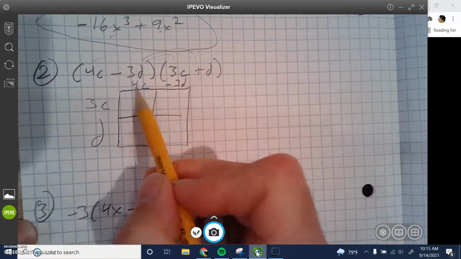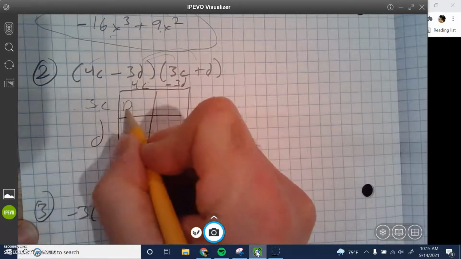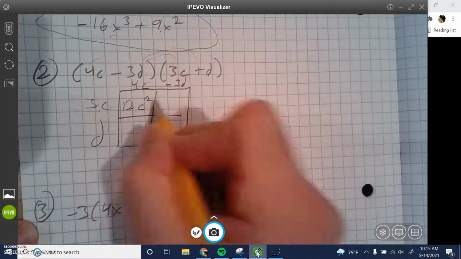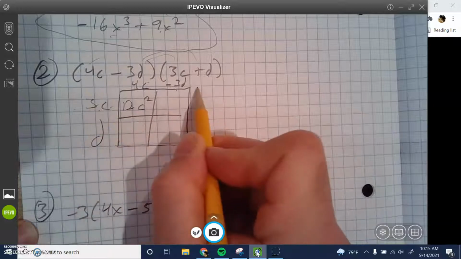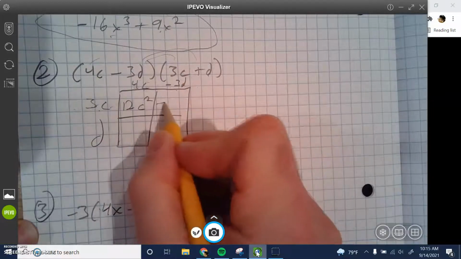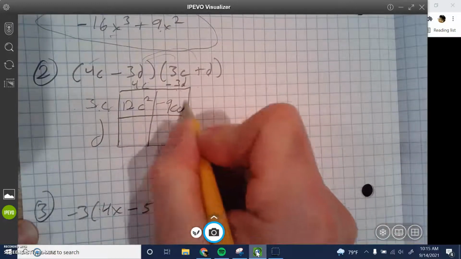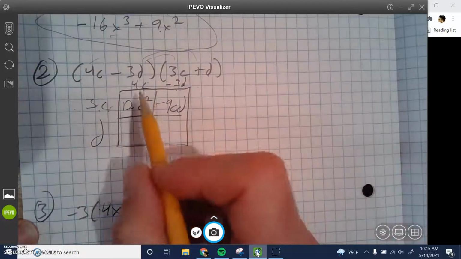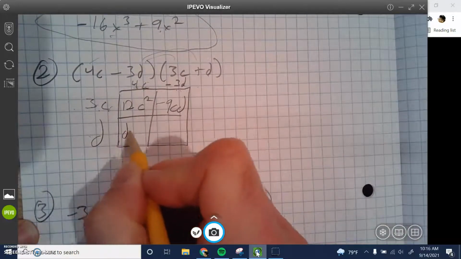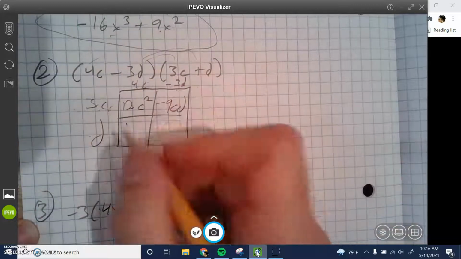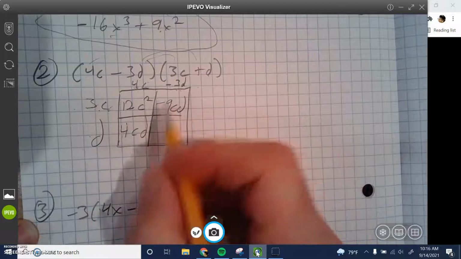Okay, 4C times 3C: 4 times 3 is 12, C times C is C squared. All right, negative 3D times 3C. Negative 3 times 3 is negative 9. C times D, those are different numbers, and so you're just multiplying those two different numbers together, C times D. This right here, 4C times D. I'm going to put the number first, always, usually: 4CD.